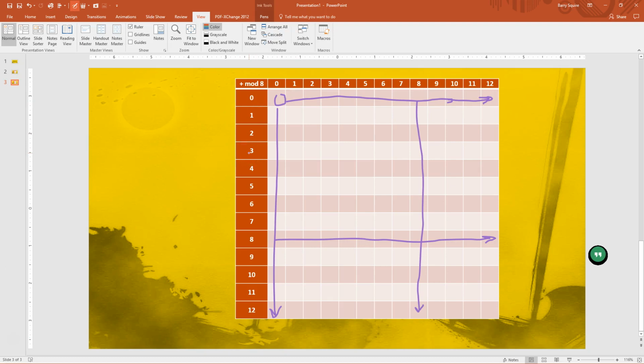Let's take 3 times 5. 3 times 5 is 15. 15 divided by 8, that's going to give us 1 with a remainder of 7. So 3 times 5 is going to be 7 in mod 8. Let's do 4, maybe try 4 times 4. 4 times 4 is 16. 16 divided by 8, that's going to be 2 with a remainder of 0.